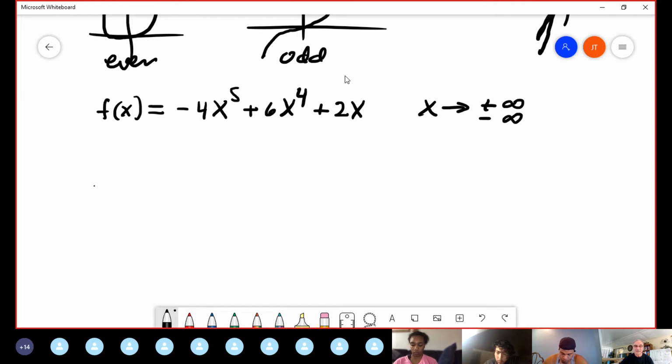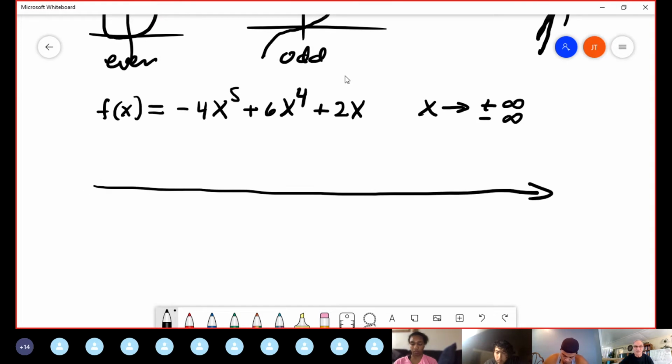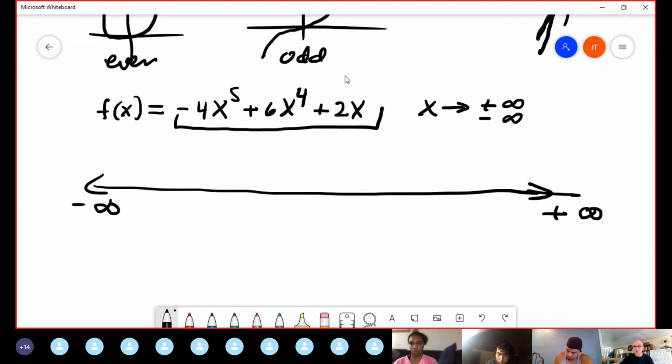So suppose this is the real number line. This is positive infinity and this is negative infinity. I want to study the behavior of this polynomial function when x approaches positive infinity and when x approaches negative infinity. Infinity represents a huge positive number or a huge negative number, like 10 million or negative 10 million or negative 20 million.